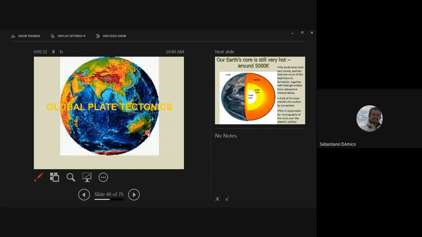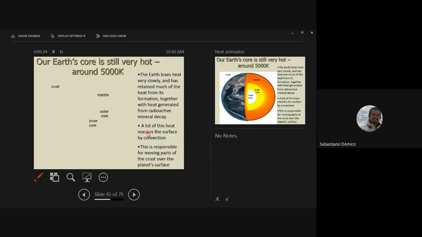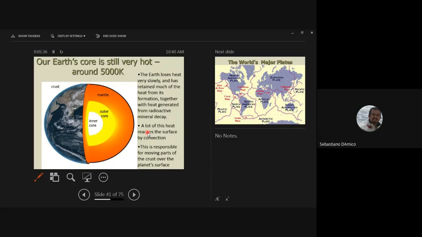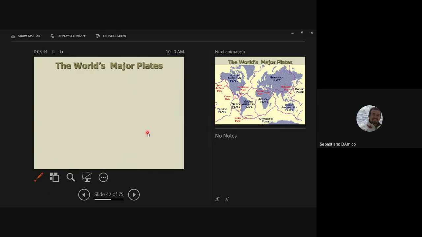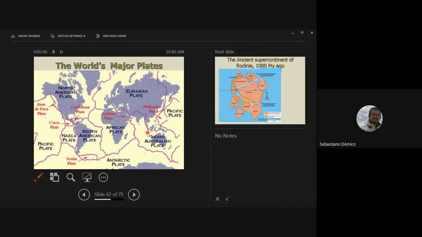Now, let's have a look at some particular features of the planet. We already saw that we have the core, inner and outer core, the mantle and the crust. And we mentioned as well that the crust, the colder external part of the planet, is actually fragmented.